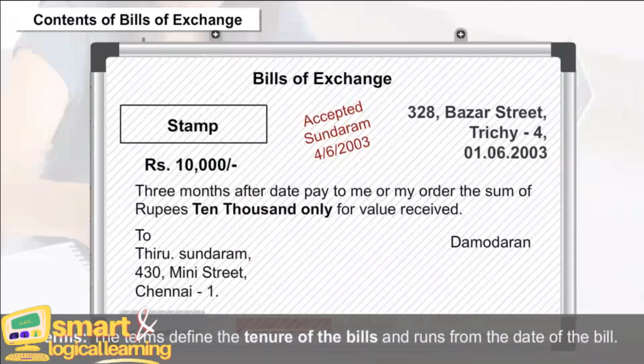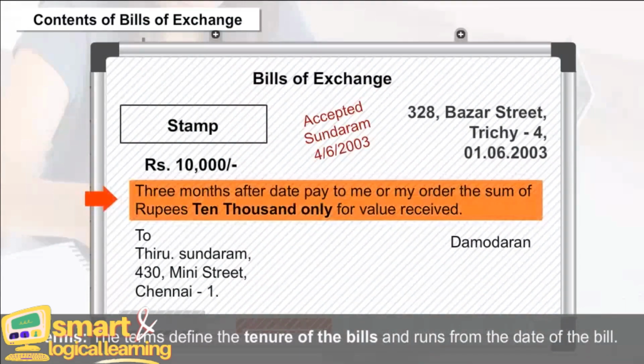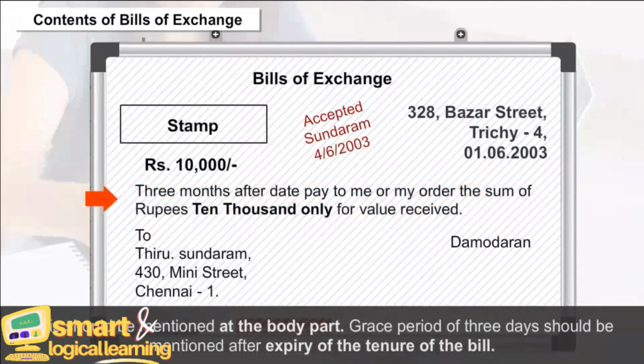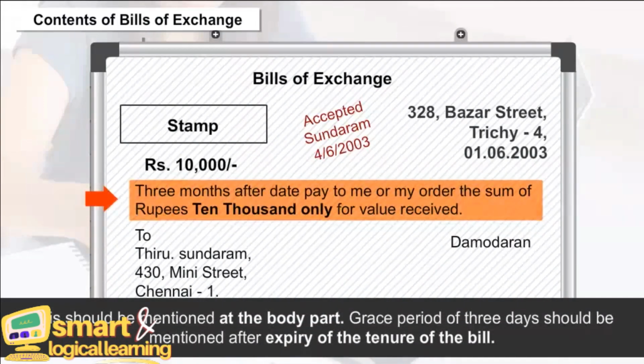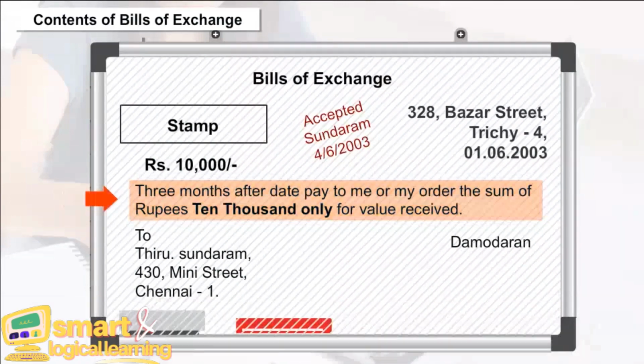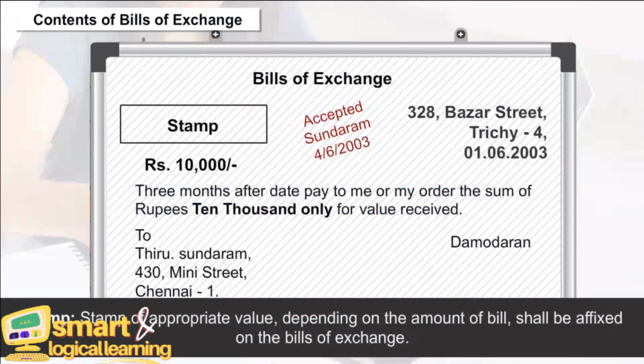3. Terms. The terms define the tenure of the bill and run from the date of the bill. This should be mentioned in the body part. A grace period of 3 days should be added after expiry of the tenure of the bill. 4. Stamp. A stamp of appropriate value, depending on the amount of the bill, shall be affixed on the bill of exchange.